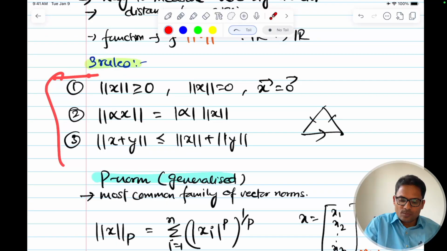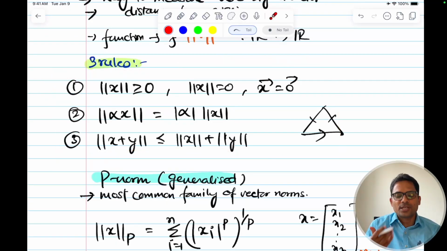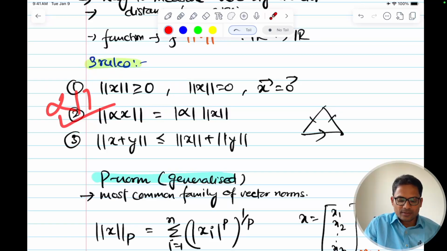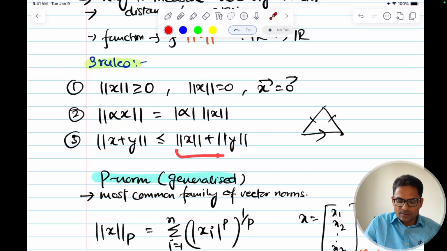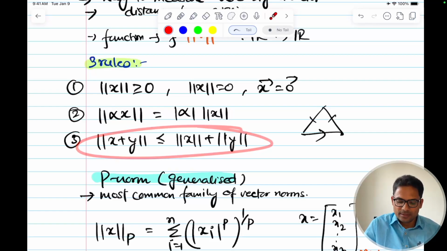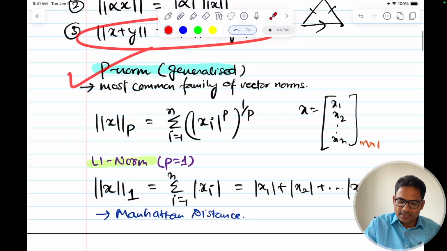Any kind of norm calculation should follow 3 rules. First of all, the norm will always be positive, and if you scale the vector by alpha, the norm should also be scaled by alpha. And you should follow the triangle inequality, meaning the norm of the sum of two vectors should be less than or equal to the sum of the individual norms. Then the generalized P norm is this format.